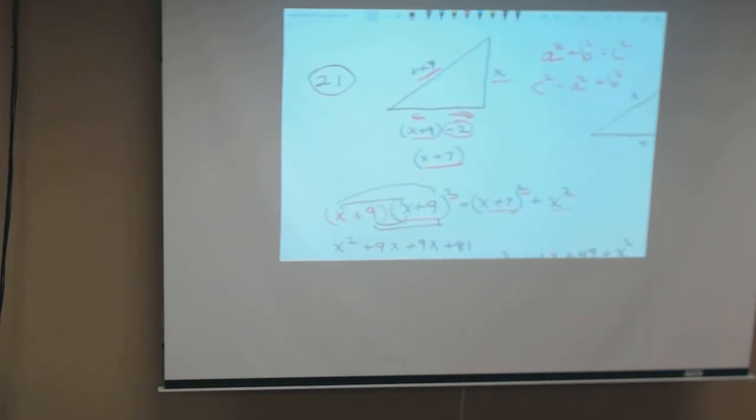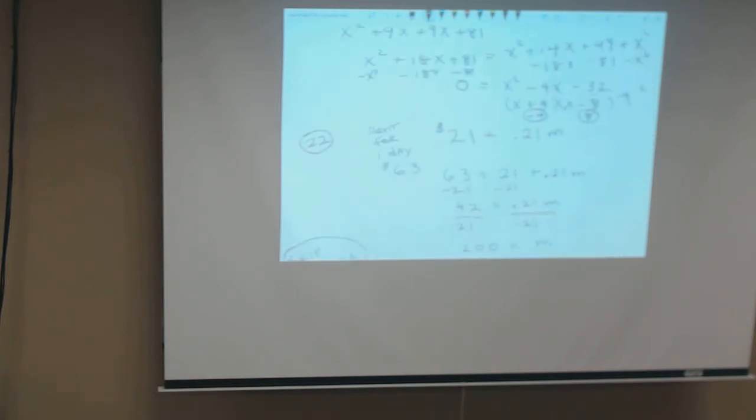What are we looking at here? I can't have a negative number for the side of a triangle, so it has to be 8. If this is 8, then what's this one? 17. And what's this one? 15. There's the dimensions of the triangle, and that's what they wanted me to find.